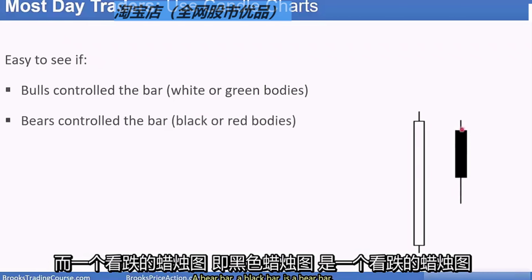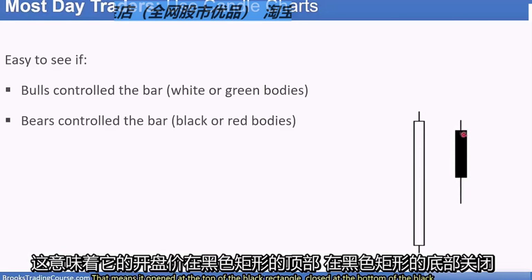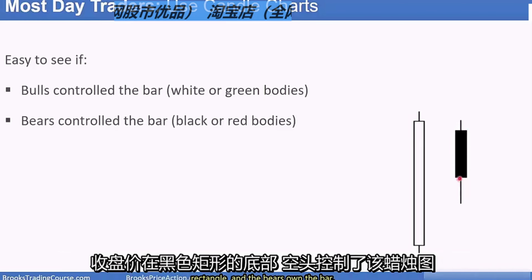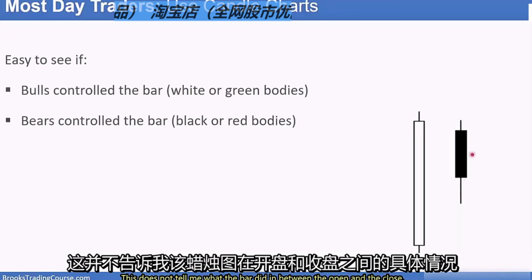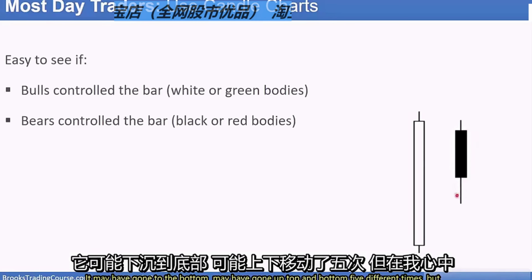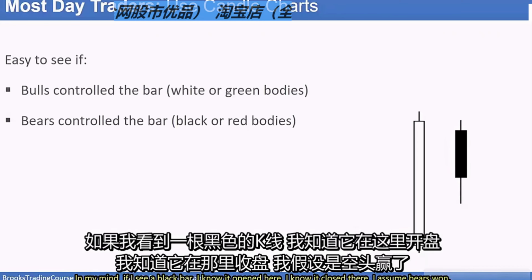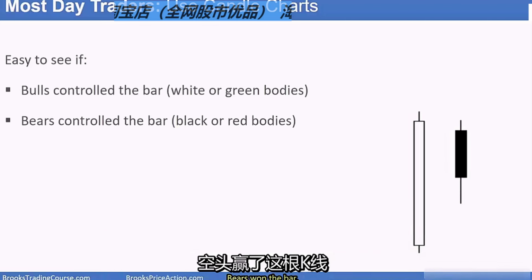A bear bar, a black bar, is a bear bar. That means it opened at the top of the black rectangle, closed at the bottom of the black rectangle, and the bears own the bar. This does not tell me what the bar did in between the open and the close. It may have gone to the bottom, may have gone up top and bottom 5 different times. But in my mind, if I see a black bar, I know it opened here, I know it closed there, I assume bears won. The bears won the bar.